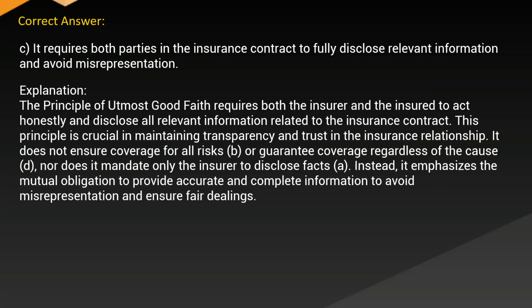Correct answer: C. It requires both parties in the insurance contract to fully disclose relevant information and avoid misrepresentation. Explanation: The principle of utmost good faith requires both the insurer and the insured to act honestly and disclose all relevant information related to the insurance contract. This principle is crucial in maintaining transparency and trust in the insurance relationship.